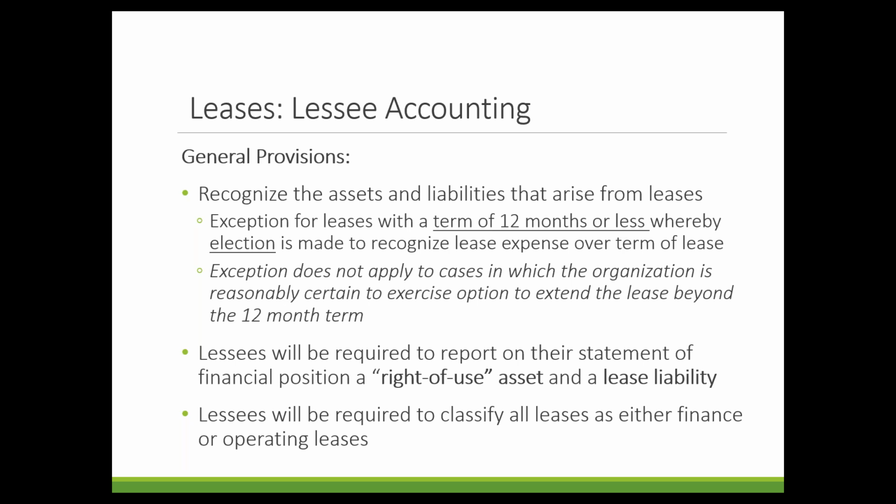And the general provisions are that you're going to recognize the assets and liabilities that arise from leases, except for leases with a term of 12 months or less, where you've made an election. But you can't do that if you're reasonably certain that you're going to extend that lease beyond the original 12-month term. Lessees will be required to report on their statement of financial position a right-of-use asset and a lease liability, and lessees will be required to classify all leases as either finance or operating leases.